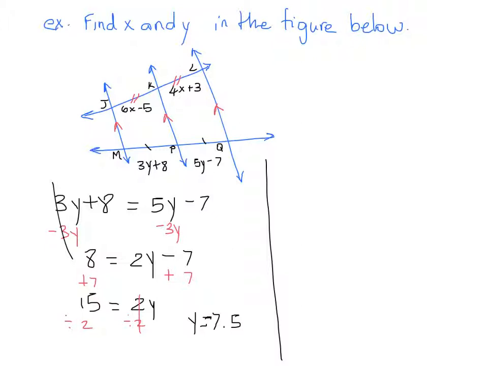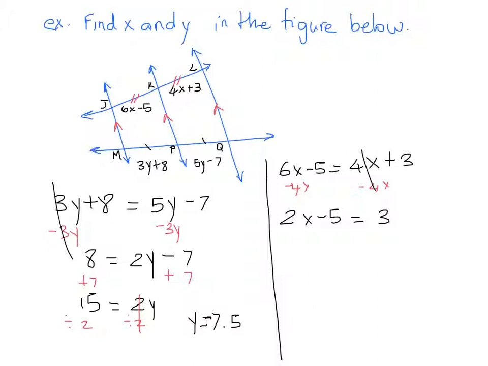Since this and this are congruent to each other, we can say that 6x minus 5 is equal to 4x plus 3. And again, we're trying to isolate our x, so we can get our x's over on one side. So let's take 4x away from that, and we have to do that to both sides. So we get that 2x minus 5 is equal to 3.